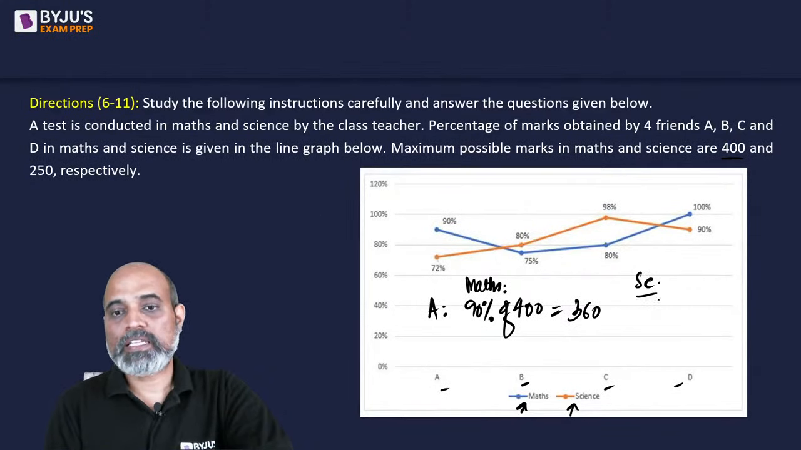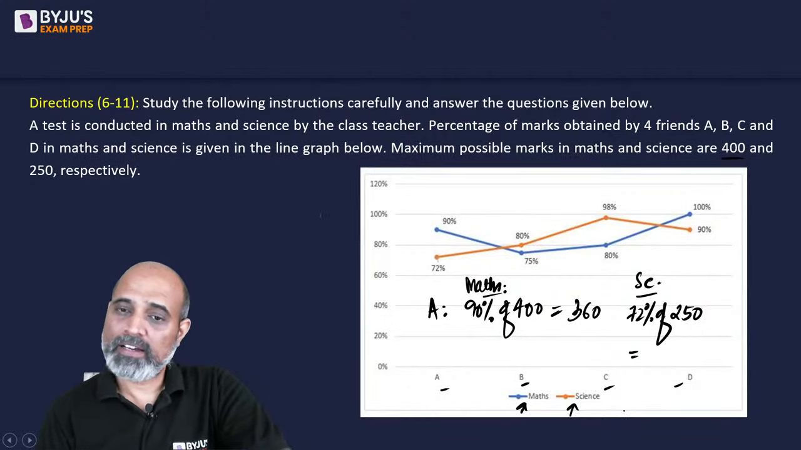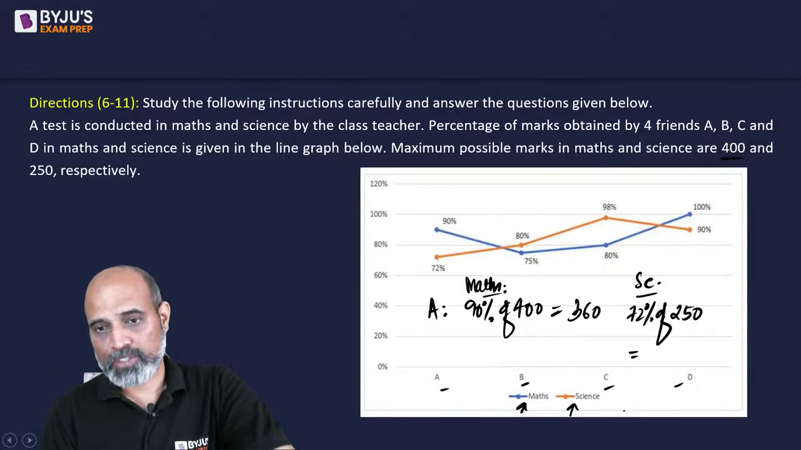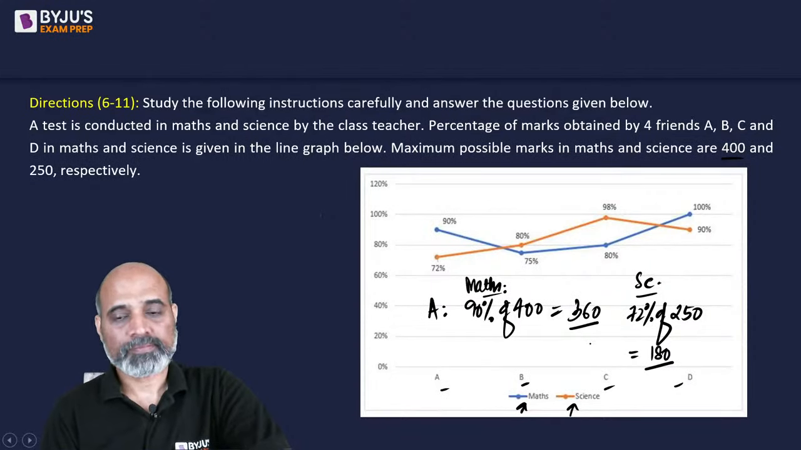Similarly, how much did the student get in science? So in science, orange, that is 72% of 250. So this is going to give us, from 250, if I take the 2 there, I will have 36. So this will end in 180. Right? So this is how we are going to calculate.